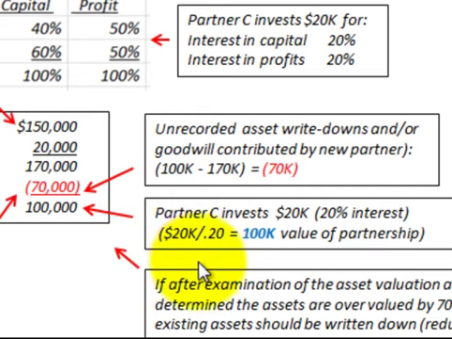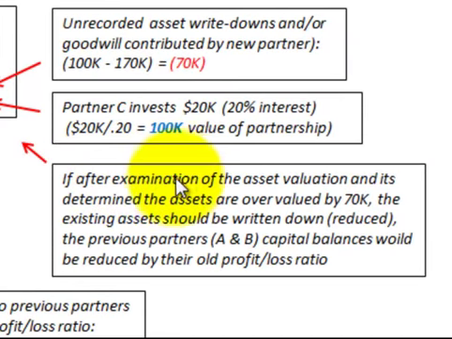Again, before determining whether it was goodwill or an asset write-down, what you first have to do is examine your asset valuation. And in this case, it was determined that the assets were overvalued by $70,000. So the existing assets should be written down or reduced, and that would be allocated to the previous partners A and B based on their capital balances. Their capital balances would be reduced by their old profit and loss ratio, or the profit and loss ratio before the new partner was admitted into the partnership.